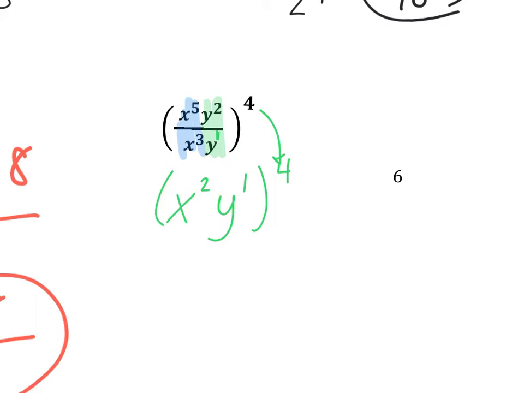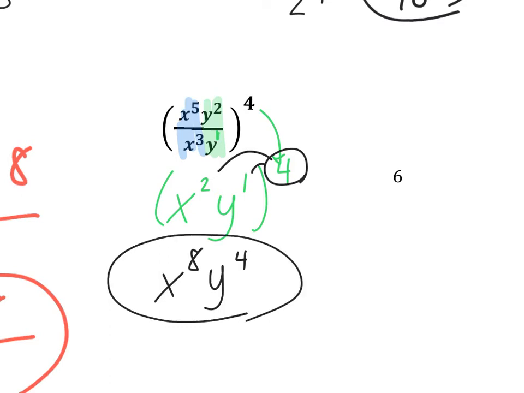So we're going to apply that fourth power to both the x and the y. So this is a power of products. Our result is x to the 2 times 4, which is 8, and y to the 1 times 4, which is 4. So x to the 8th, y to the 4th would be your answer for that one. So again, simplify what's inside the parentheses, so do that division problem, and then raise it to the exponent after would be my best suggestion.